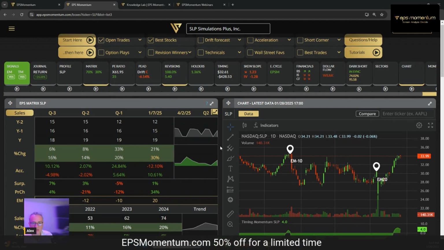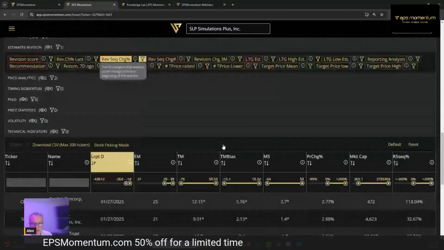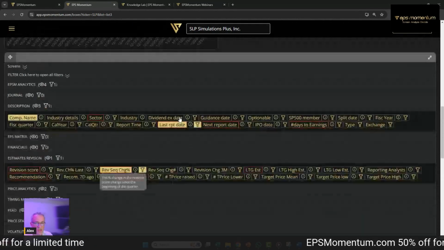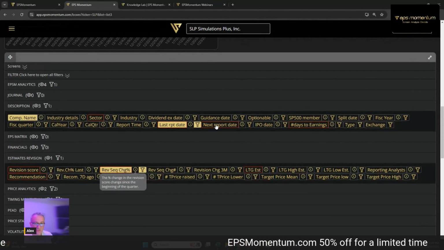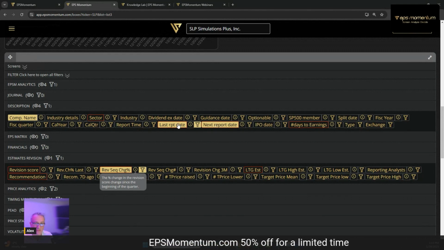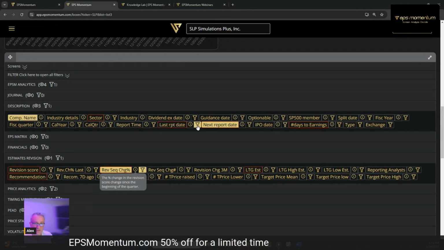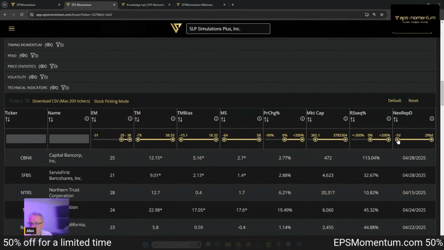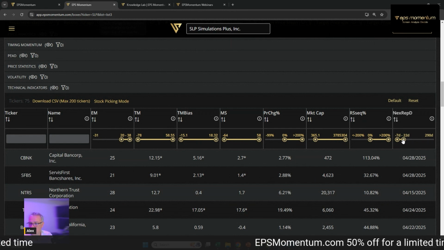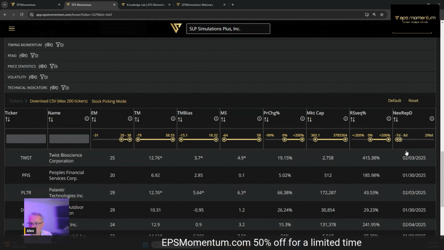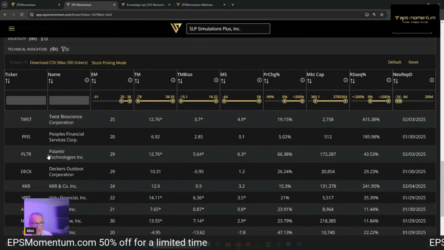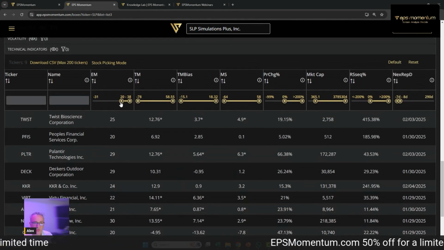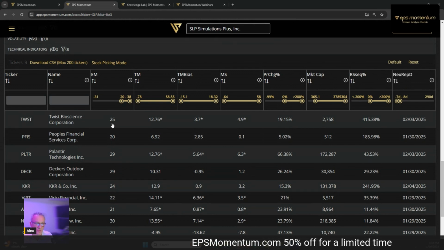So taking it up a notch, what we can do is look at the stocks that are going to report in the next few days. So then we switch to next reporting date instead of last reporting date. And for the next reporting date, we will filter for stocks that report, let's say, in the next 7 or 8 days. So we got Palantir, we got KKR, we got Deckers. So what we want is we want EM positive, right?